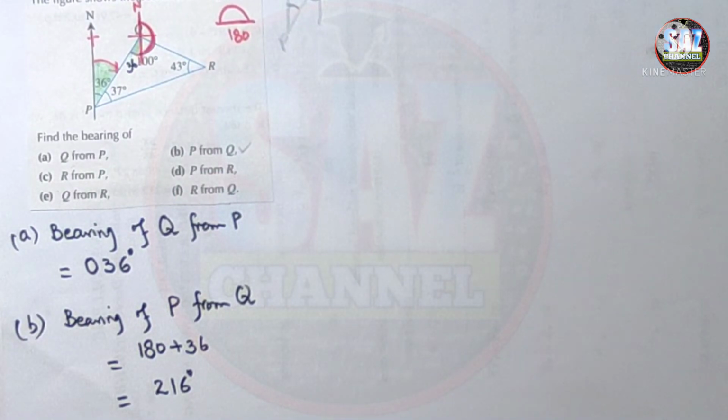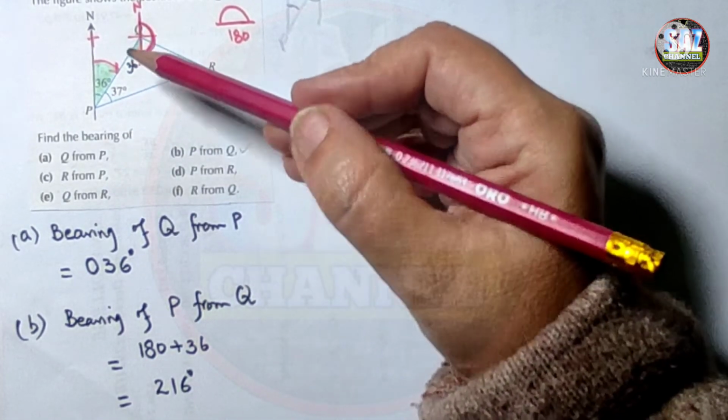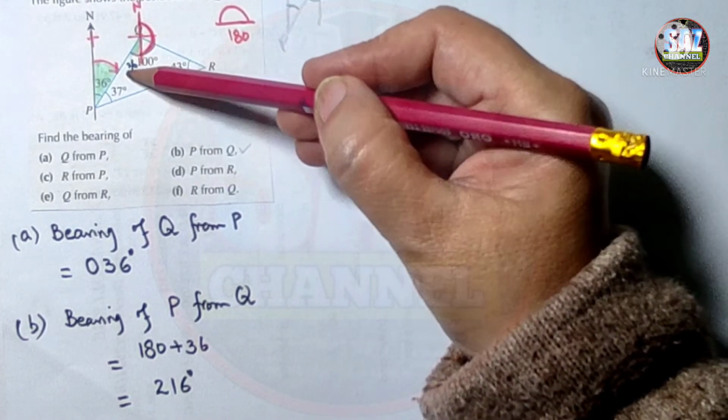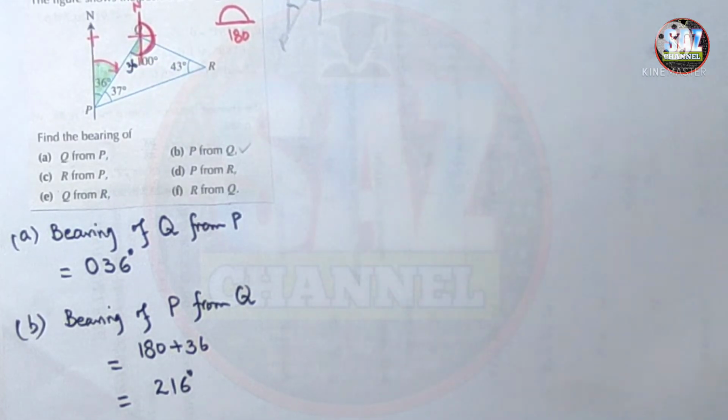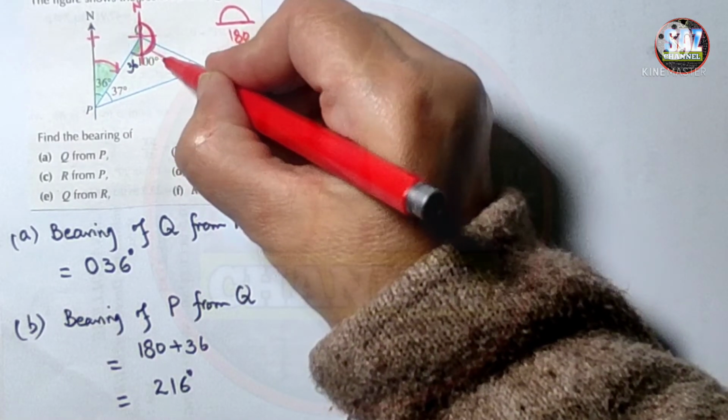Now one more thing, students, look at the diagram carefully. We can see that this total angle was of measure 100 degrees, but out of that 100, some portion is of measure 36 degrees. So 100 minus 36 is 64 degrees. So this remaining portion of this same angle at Q is 64 degrees.